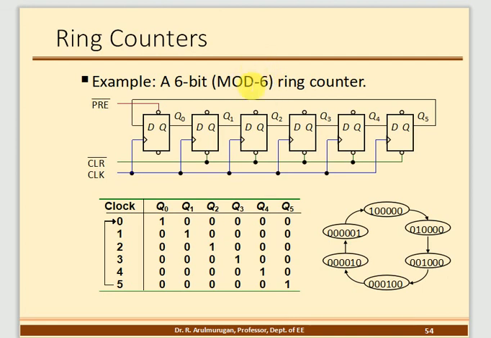Here we have a 6-bit and mode 6 counter. What is the meaning of mode 6? Mode 6 means clock pulses 0 to 5. And 6-bit denotes 6 flip-flops.